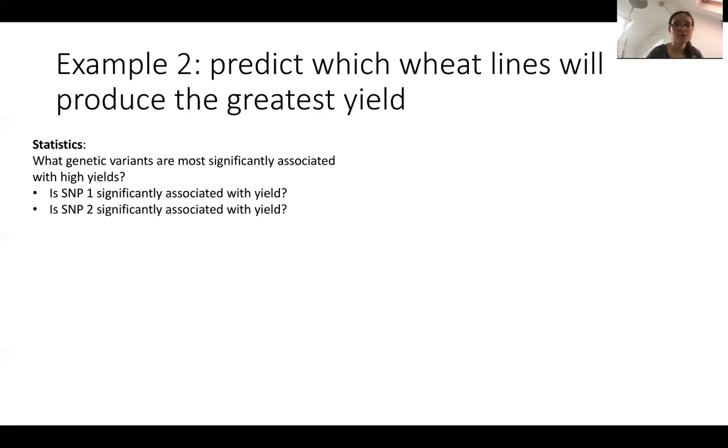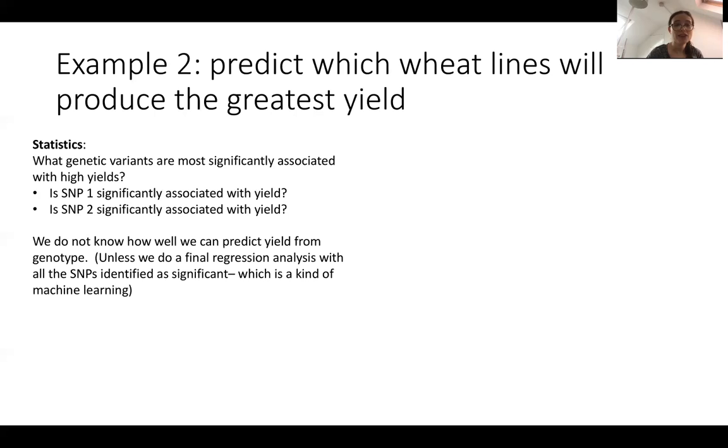Again, we can look at the difference between how the scientific questions are phrased in classical statistics versus machine learning. So in the classical statistics that you might be aware of, you might ask which genetic variants are most significantly associated with high yields. And then you'd go through each of the genetic variants and see if they're significantly associated with yield. In the end, you get a list of SNPs that are significantly associated with yield, but again, you do not know how well those SNPs can predict yield.